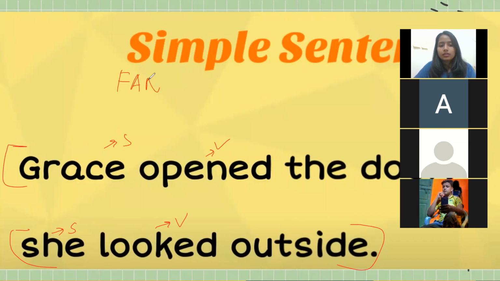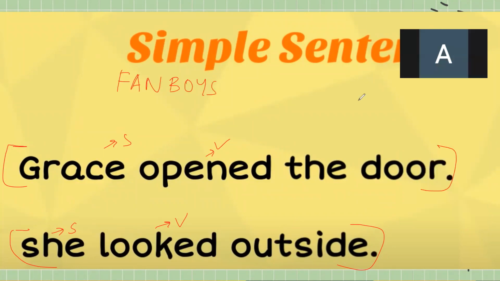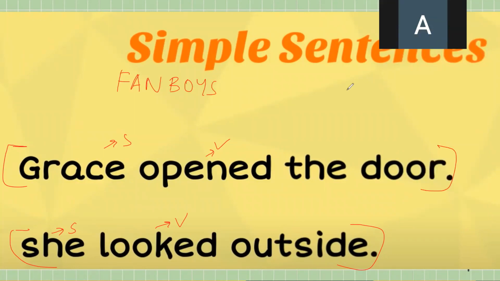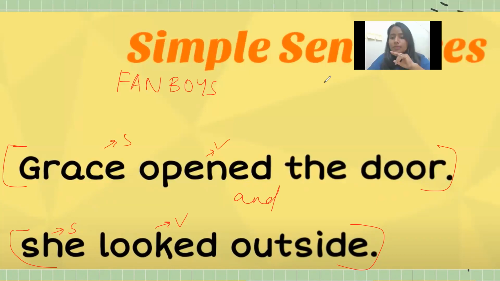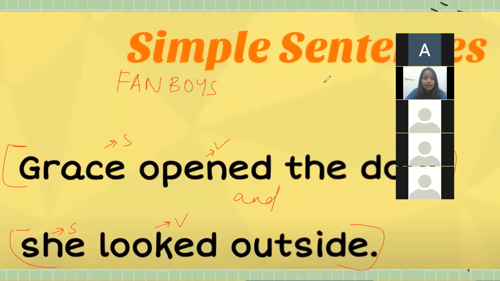Grace opened the door and she looked outside. So you have to use a word from FANBOYS to join these two sentences so that it becomes a compound sentence. Is it clear to you?